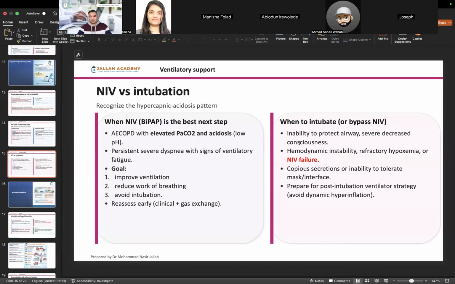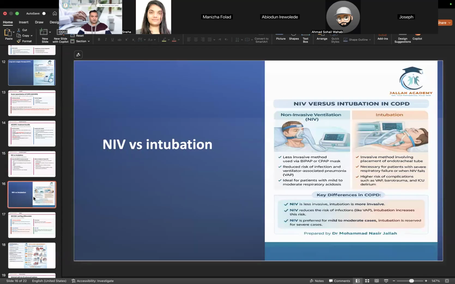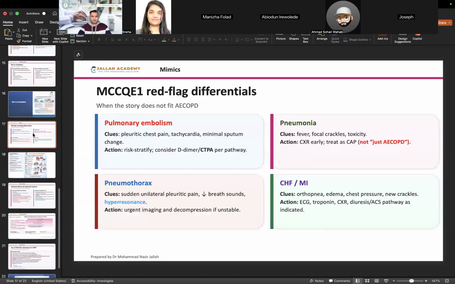Now intubation, or bypass NIV: inability to protect the airway, severely decreased consciousness, hemodynamic instability, refractory hypoxemia, or if NIV failed, the next step is intubation. Copious secretions or inability to tolerate the mask interface. Prepare for the post-intubation ventilatory strategy, avoid dynamic hyperinflation. So this is the difference between non-invasive ventilation and intubation, which you should have in your notes. If not, let me know.